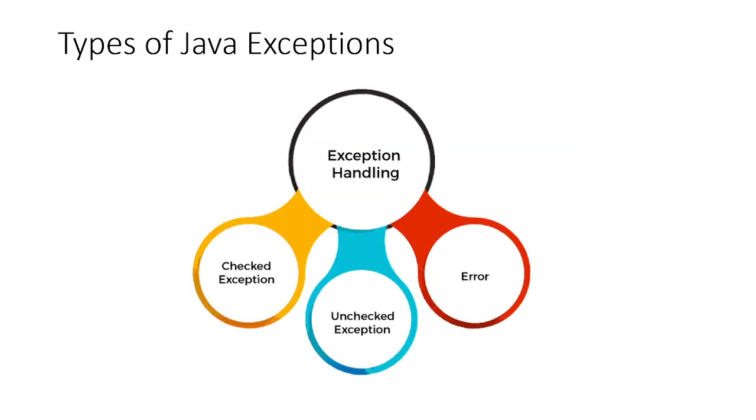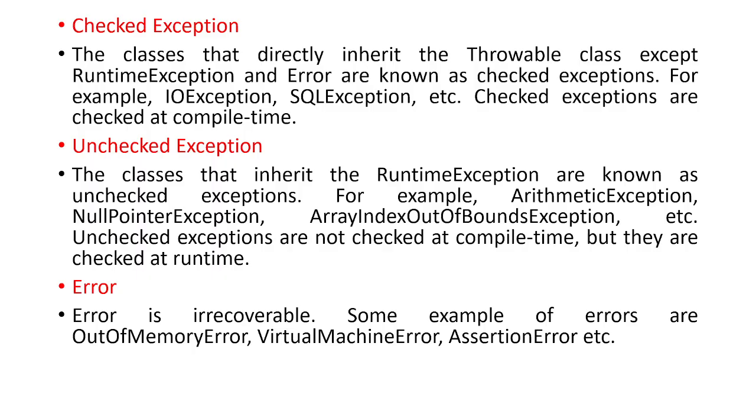There are three types of exception: unchecked, checked, and error. Checked means classes that directly inherit the Throwable class except RuntimeException and Error. That is a checked exception. Unchecked means classes that inherit RuntimeException. That is an unchecked exception. Error means it is irrecoverable. That is called an error.